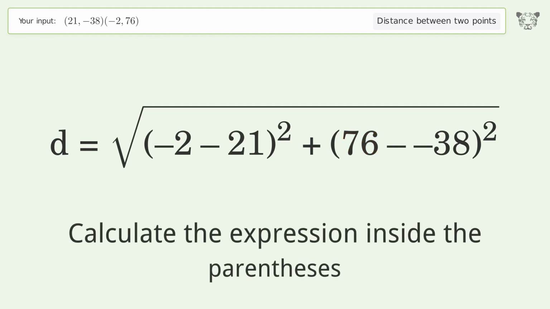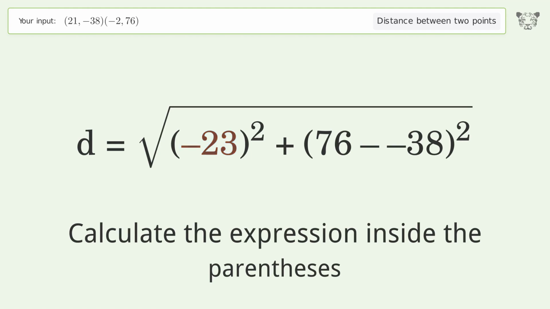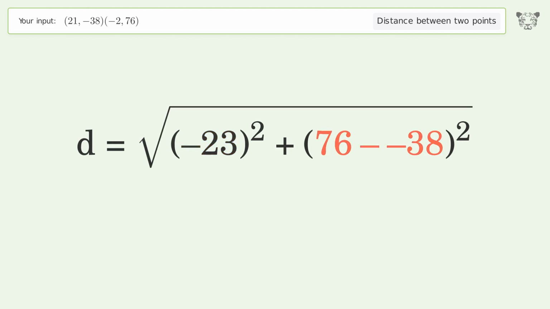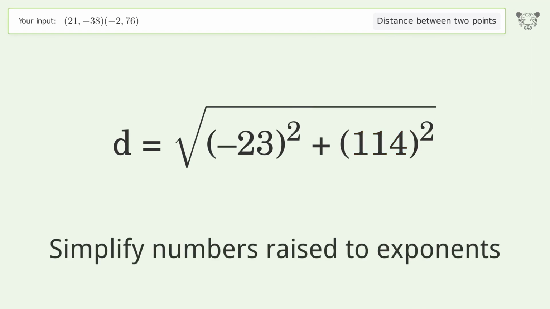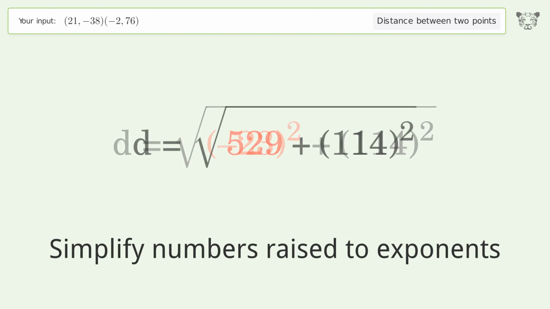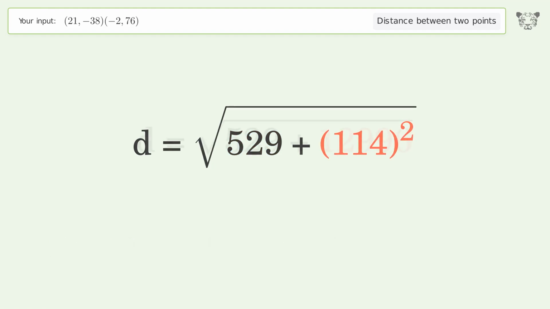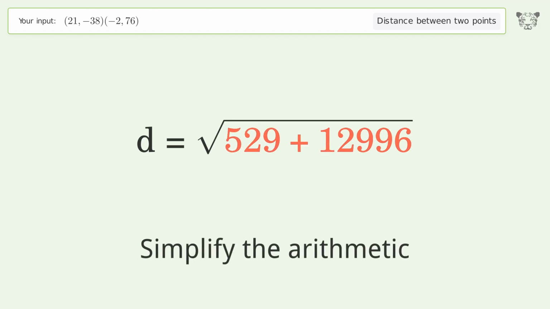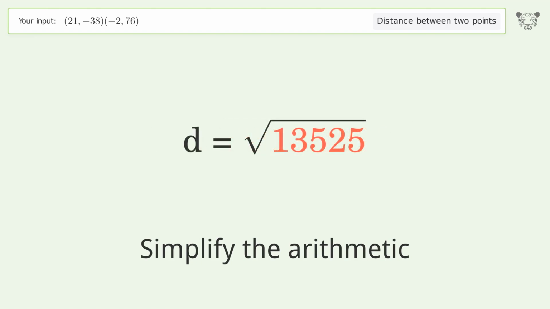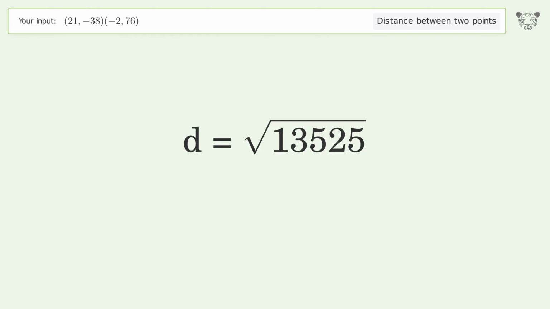Calculate the expression inside the parentheses. Simplify numbers raised to exponents. Simplify the arithmetic. And so the distance between the 2 points is the square root of 13,525 or 116.297.